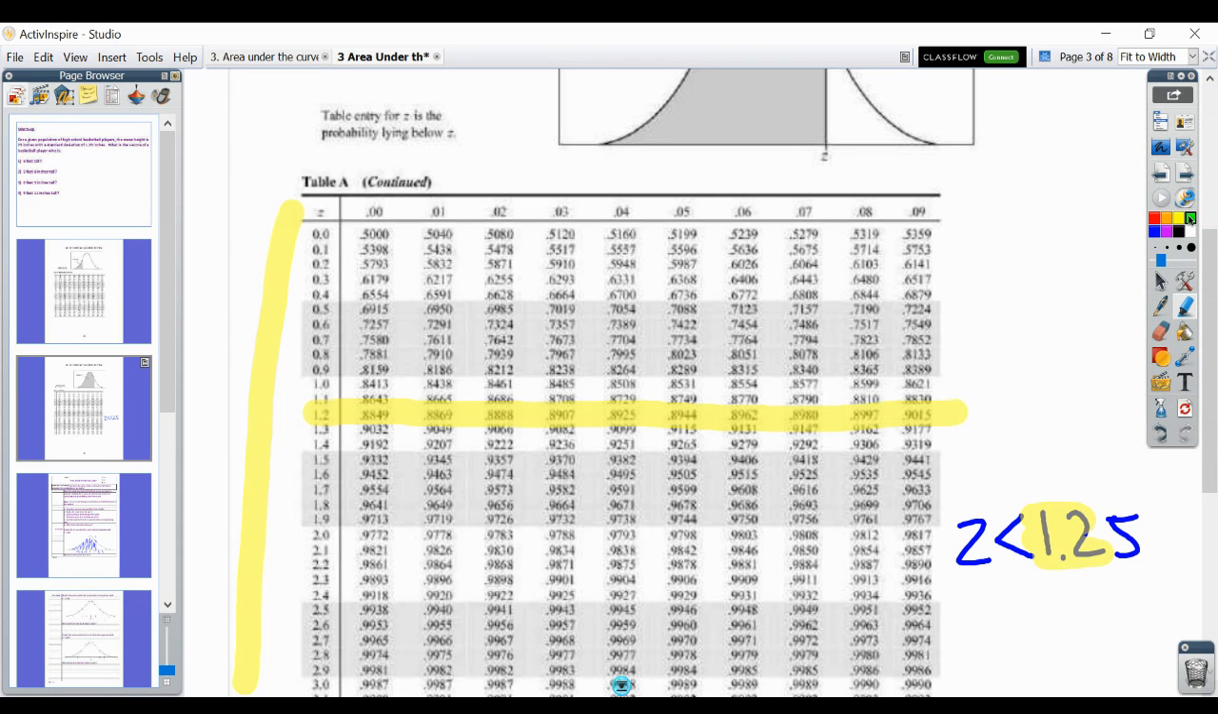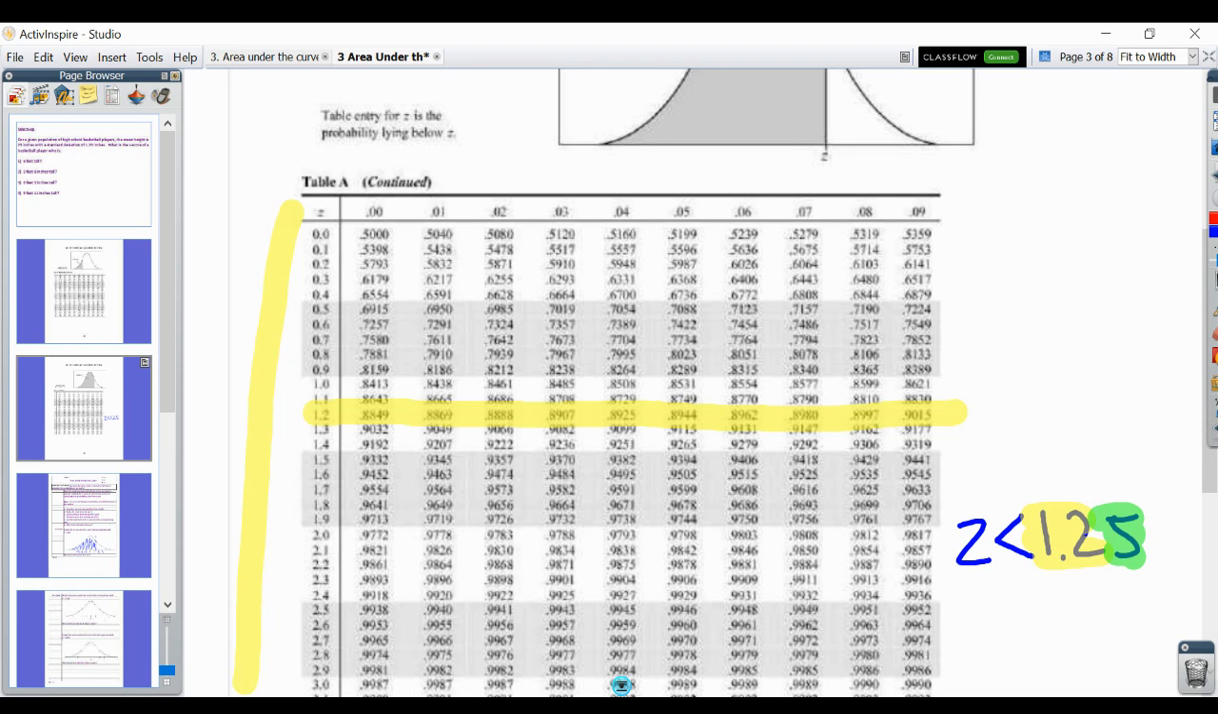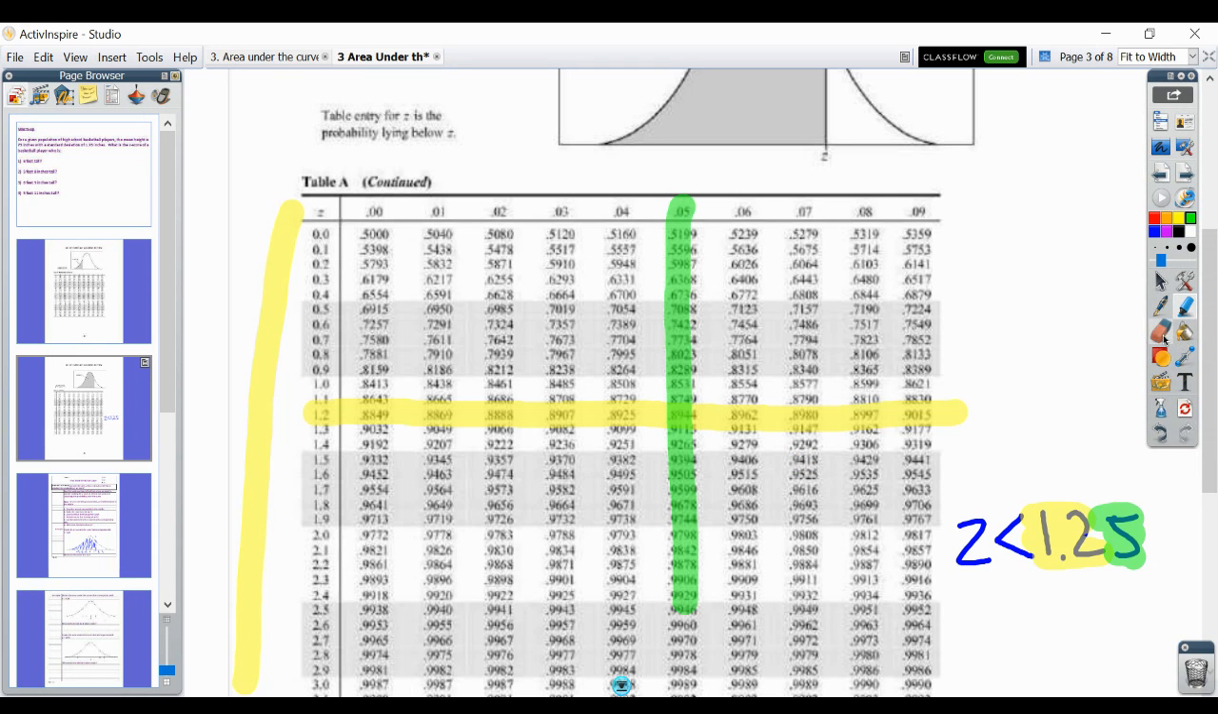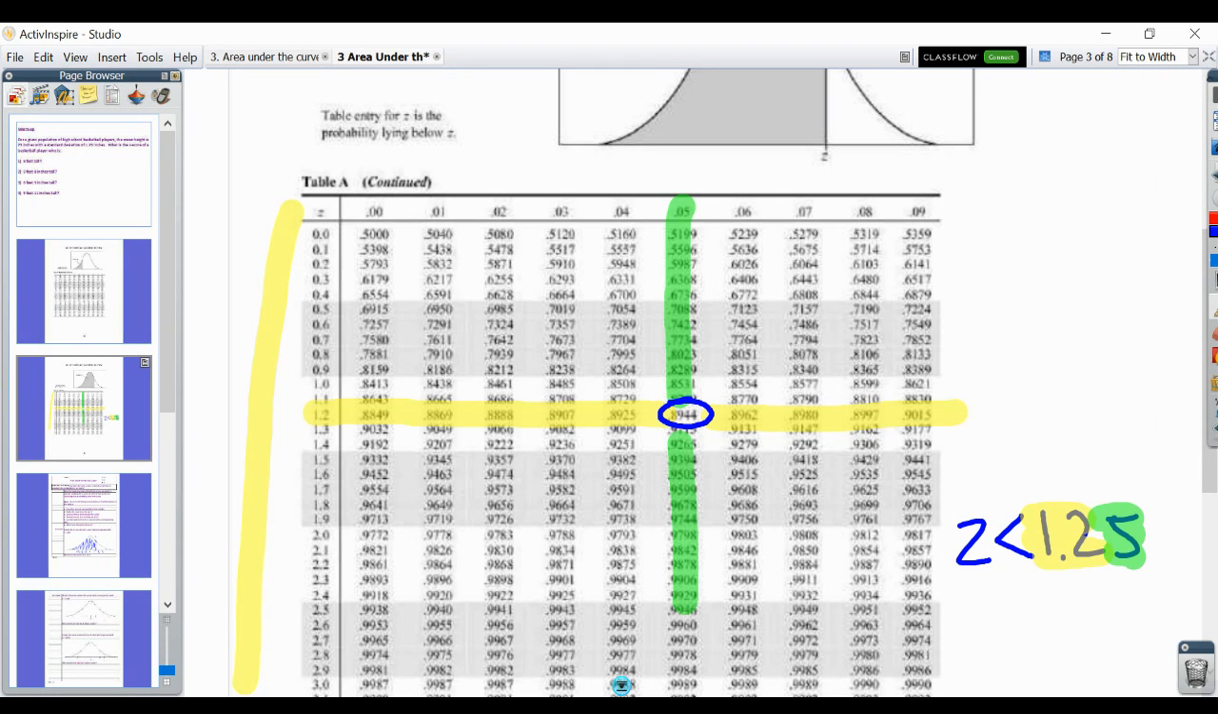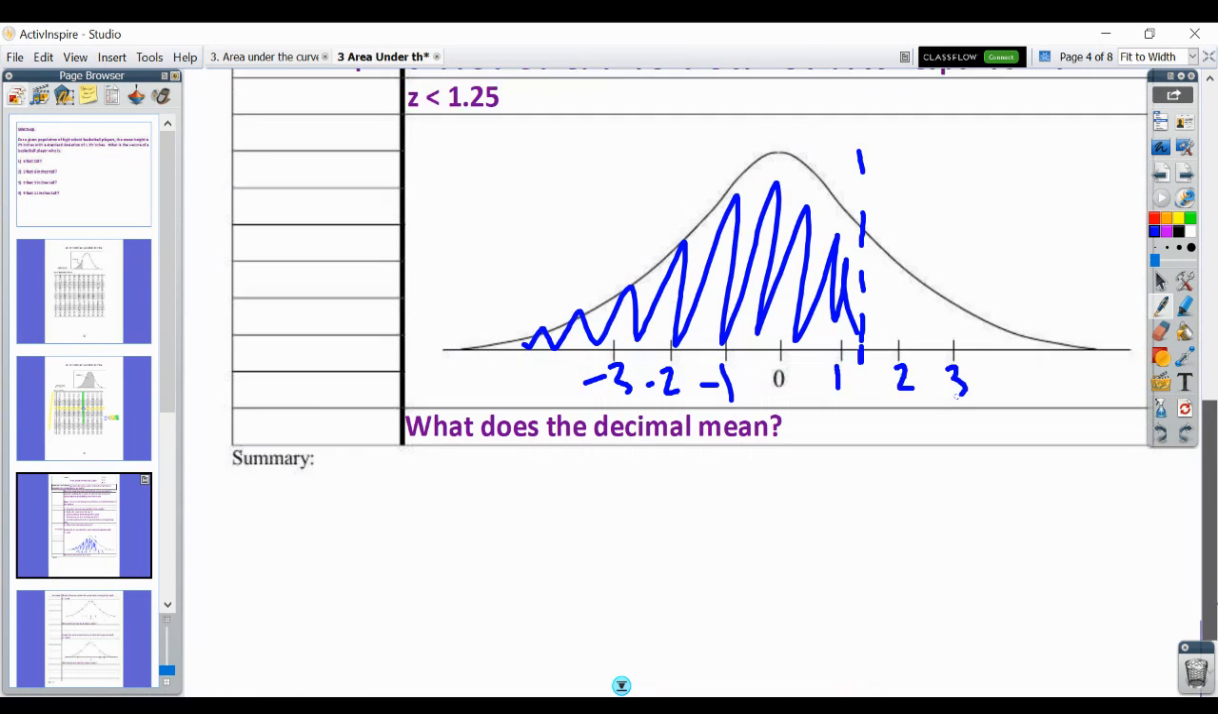The second thing we're doing is looking for the number in the hundredths place, which is 5, so 0.05. And then go down. Right now, I can see where the green and the yellow meet, which is here at 0.8944. So I'll come back to the question.